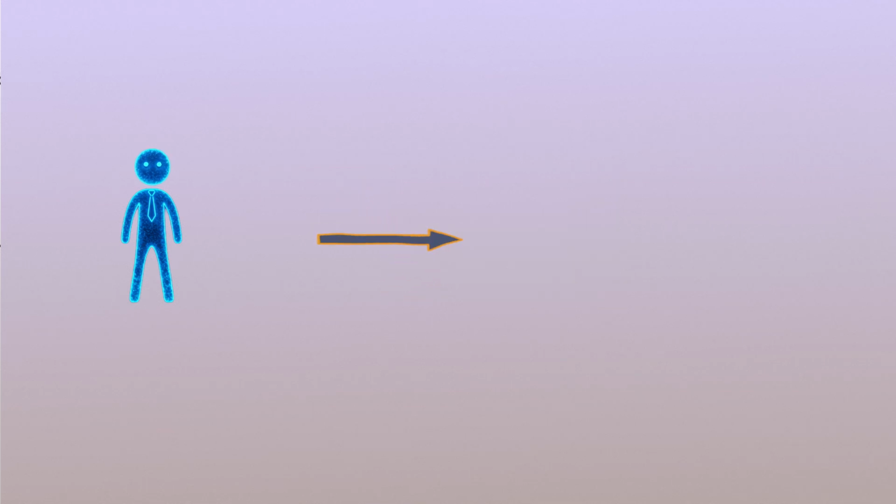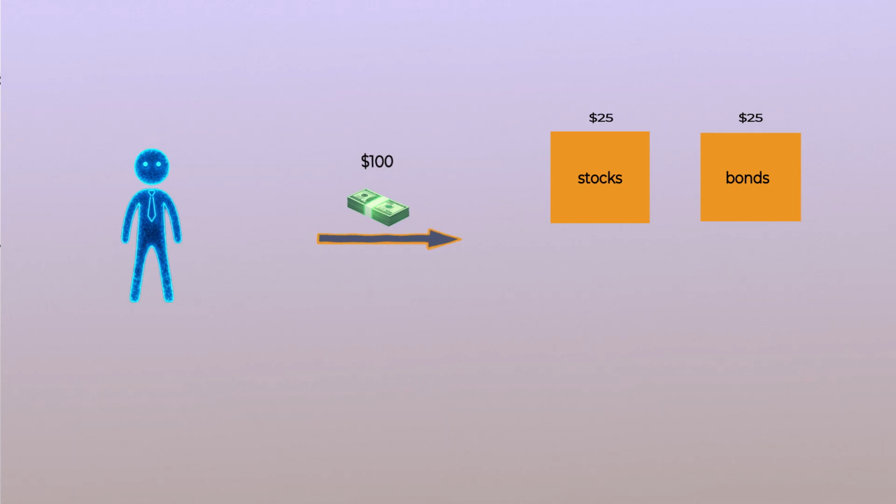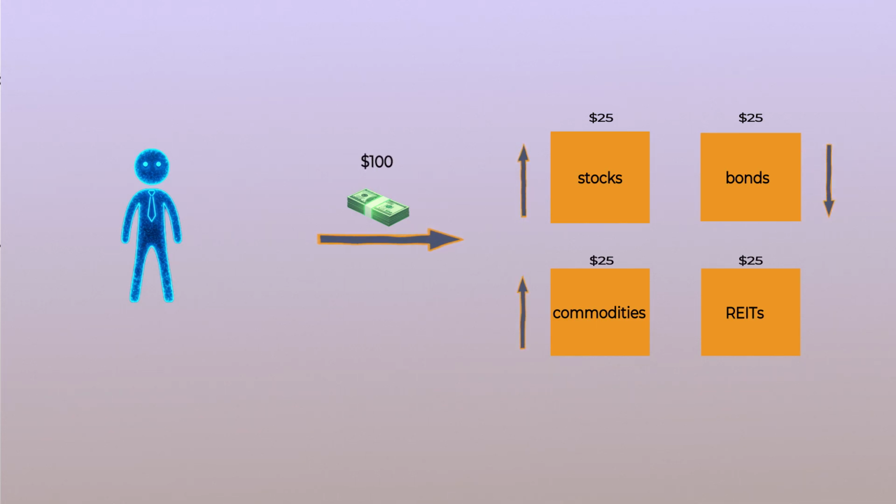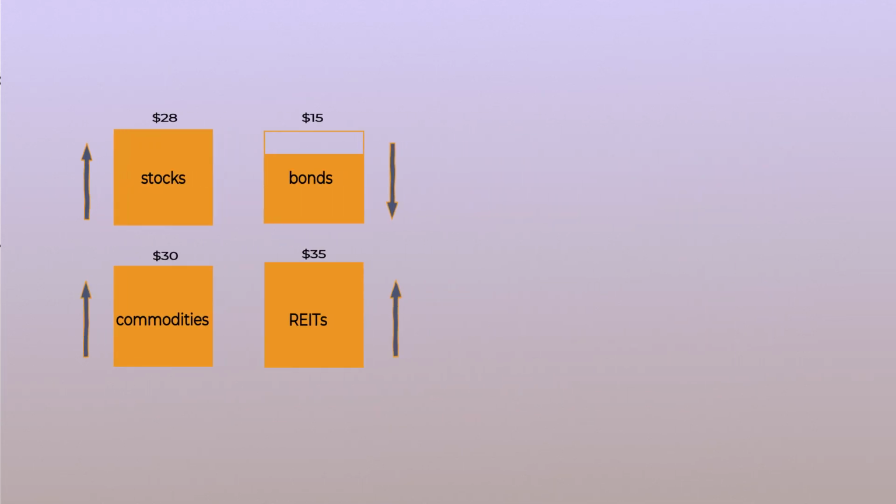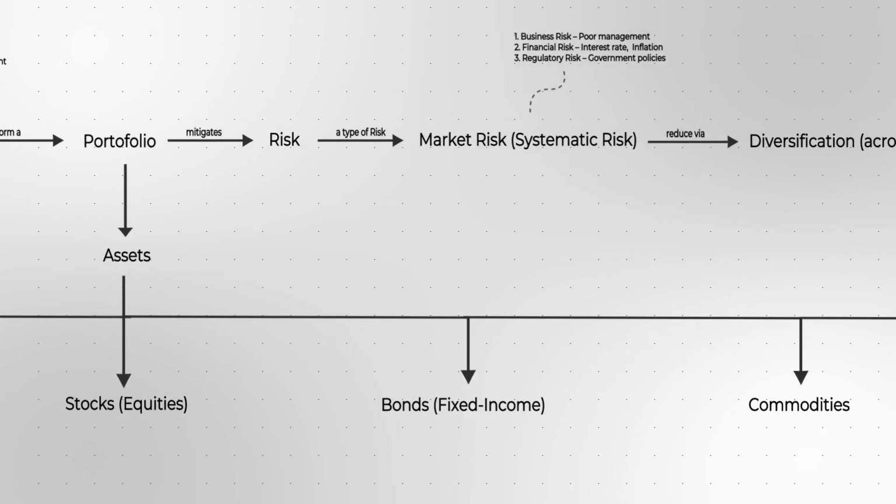Now, what if you had diversified? Invested your $100 in bonds as well as stocks, commodities, and REITs. With an increase in inflation, bonds' value will decrease. Stocks' value will increase. Commodities will increase. REITs will also increase. Overall, you secured profit because of diversification.